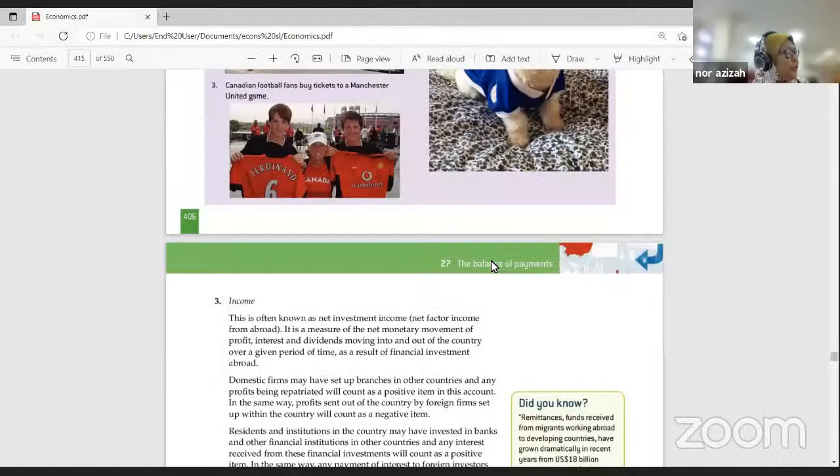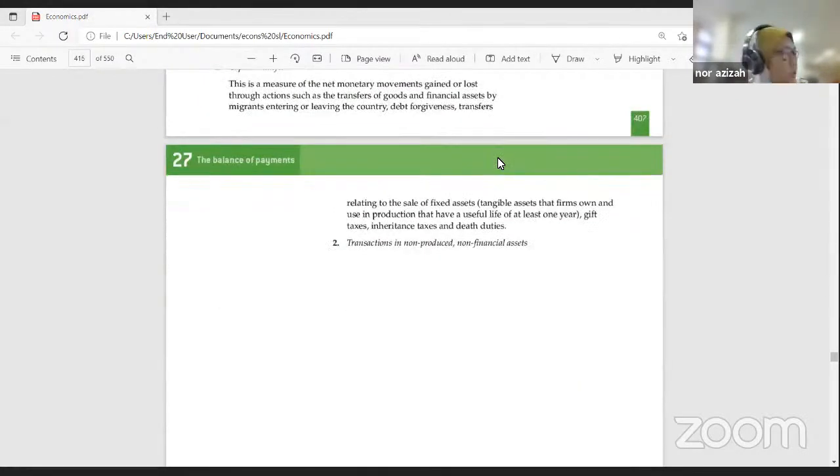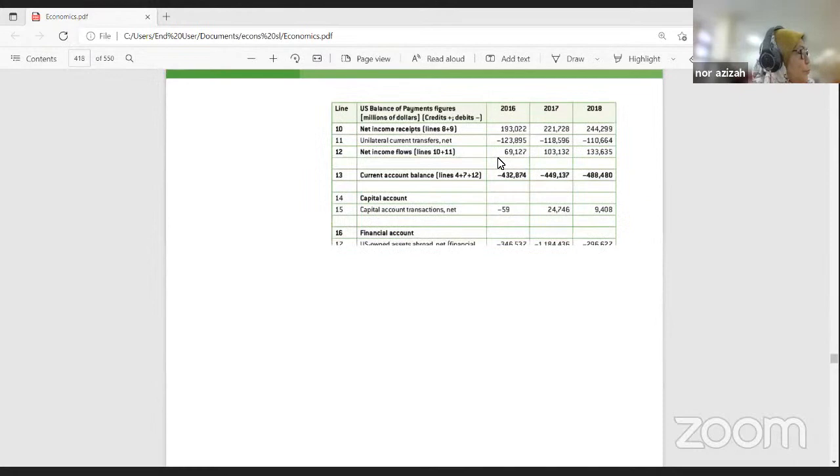Okay, economic development and sustainable development. So basically, that is our page 422.